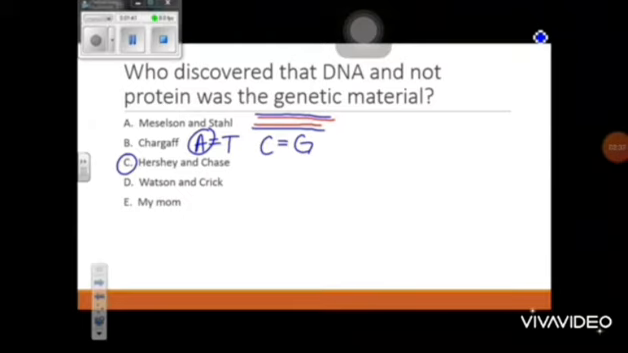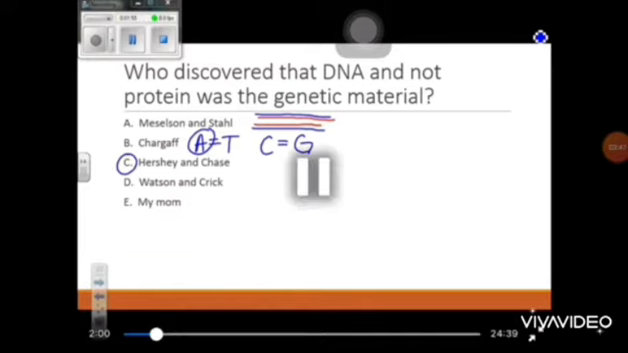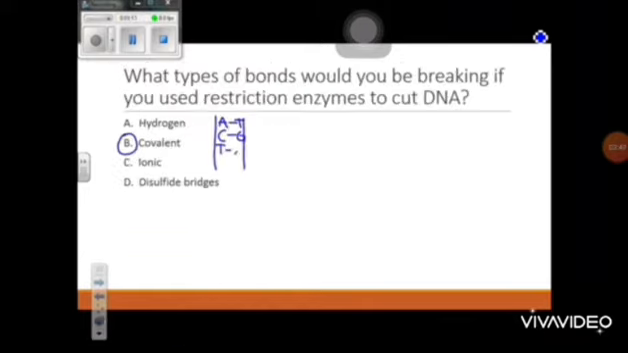Hershey and Chase were definitely the ones that discovered that DNA and not protein was the genetic material. Remember, they used viruses that had their proteins labeled. These are hydrogen bonds. The covalent bonds are what actually connect the sugars and phosphates together and the bases to the sugars and phosphates.